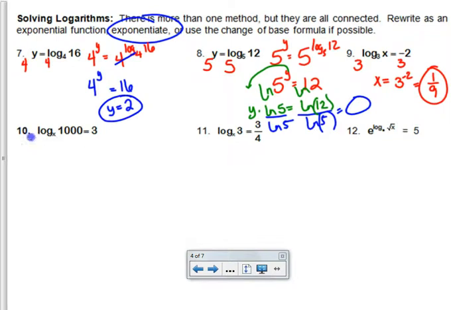And then here, if you want to think about exponentiating again, I would exponentiate with an x. So x to the log base x cancels, and 1,000 equals x to the third. I would solve that by cube rooting both sides. Turns out the cube root of 1,000 is nice. It's 10. Same thing here on number 11. I'm going to exponentiate with an x. So these will cancel, and I get 3 equals x to the 3/4 power.